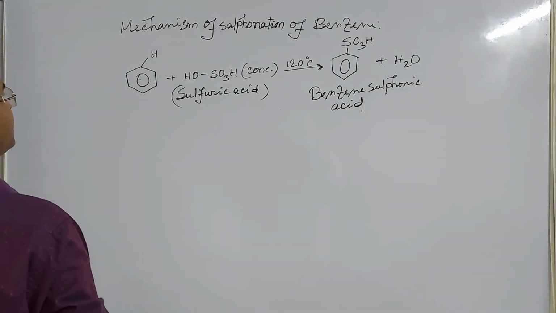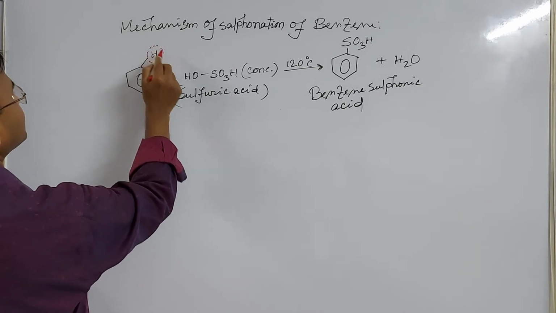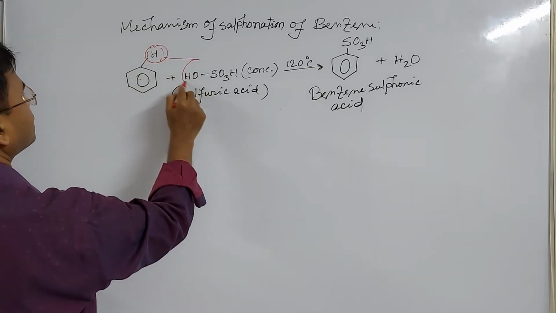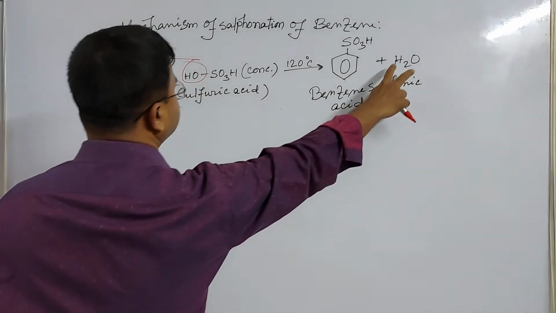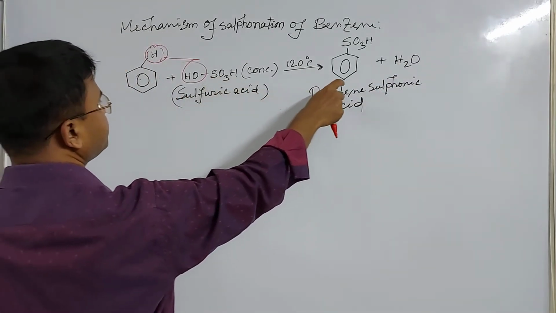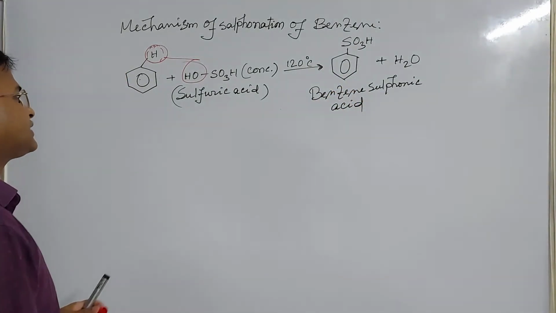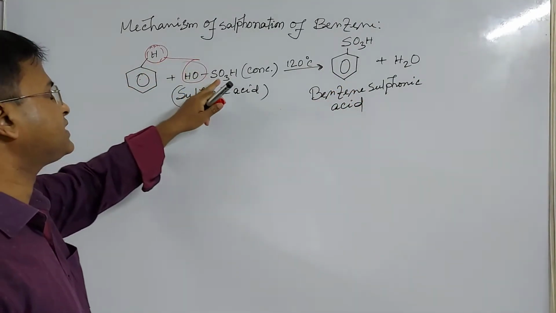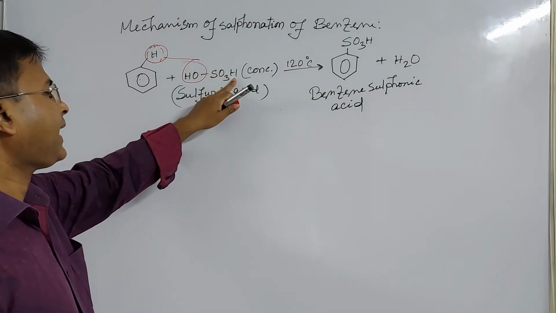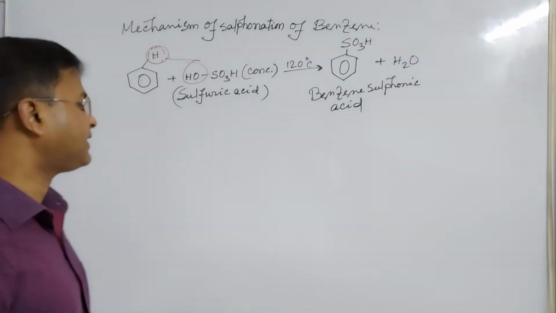This is sulfuric acid, and the hydrogen atom of benzene combines with OH of sulfuric acid to produce water, and the remaining part, SO3H, is bonded with the benzene ring to produce benzene sulfonic acid. Actually, here the hydrogen atom is replaced by HSO3 to produce benzene sulfonic acid.